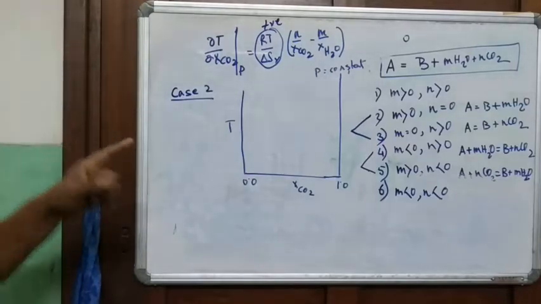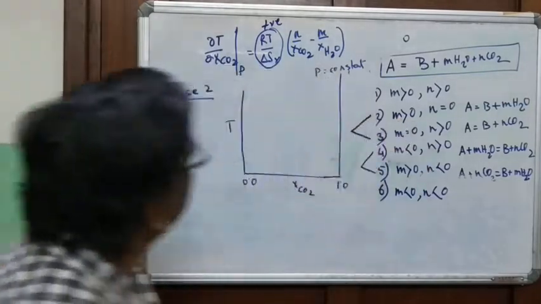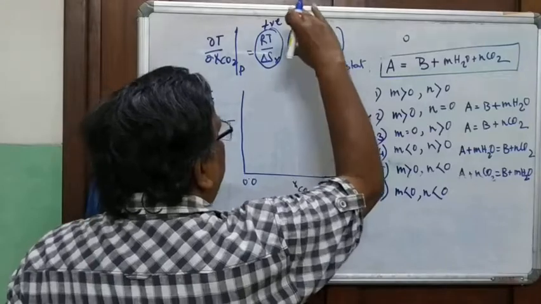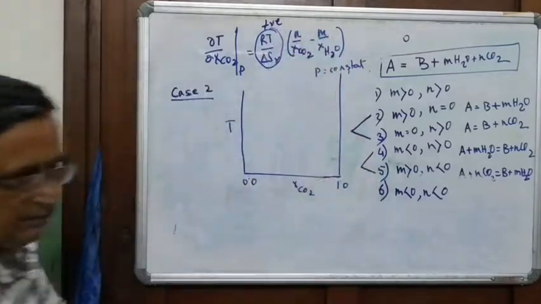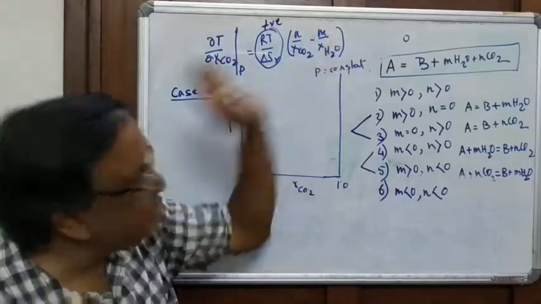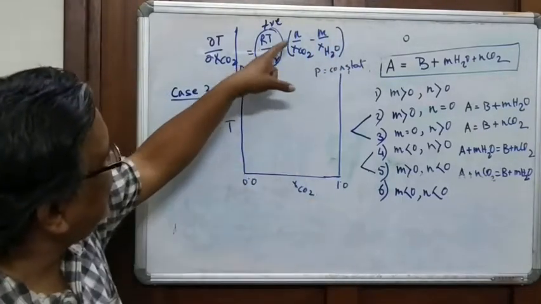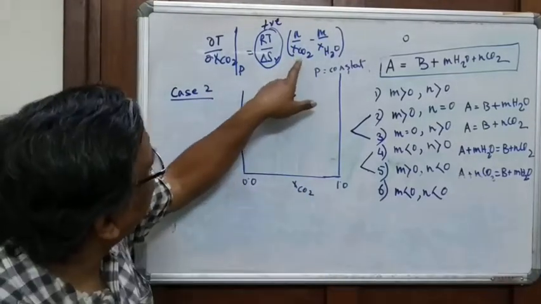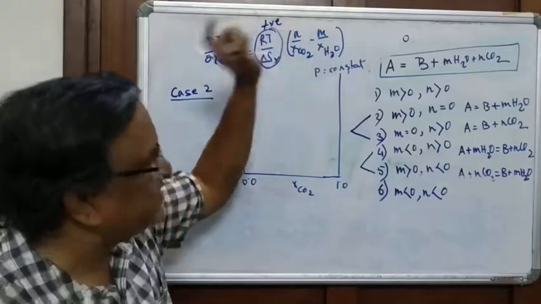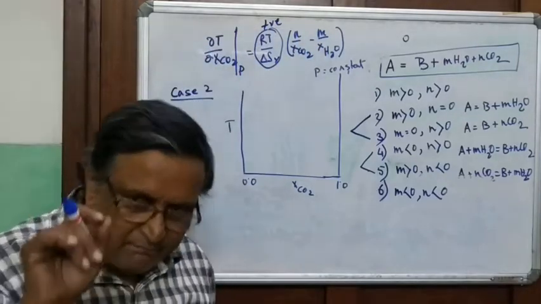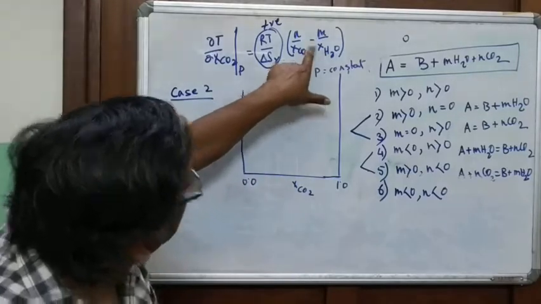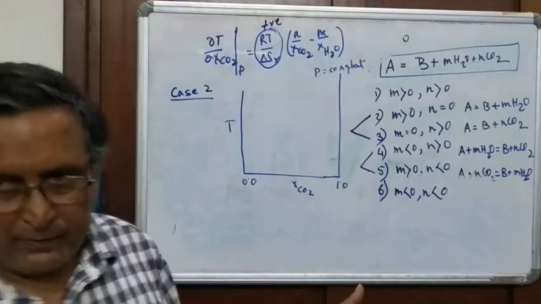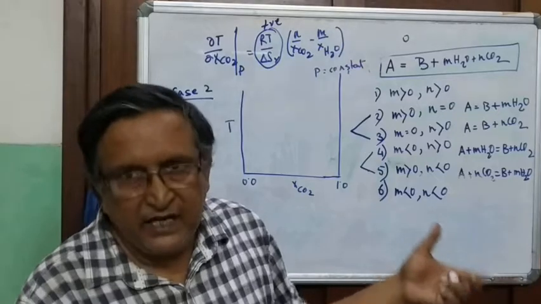Now we take case 2. What is case 2? M is greater than 0. N is equal to 0. So we can ignore this term. N equal to 0, we can ignore this term. So it is always M by XH2O which is important. Because N is 0, regardless of the value of XCO2, this first term is equal to 0 and we have M by XH2O only. Right? M by XH2O and the sign here is negative. So overall the slope will be negative. Simple.